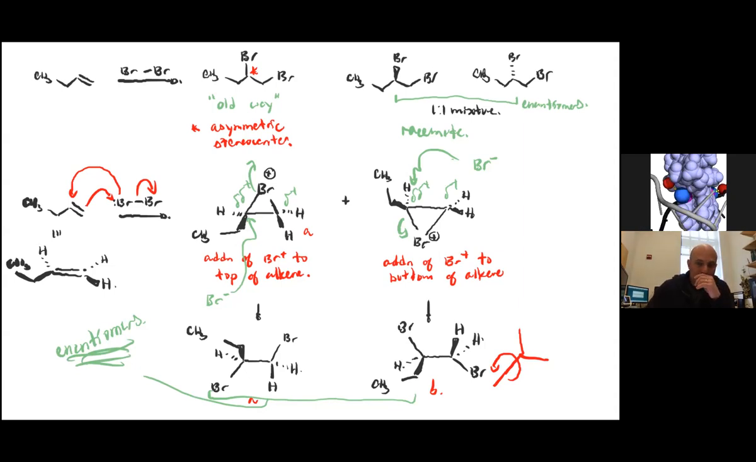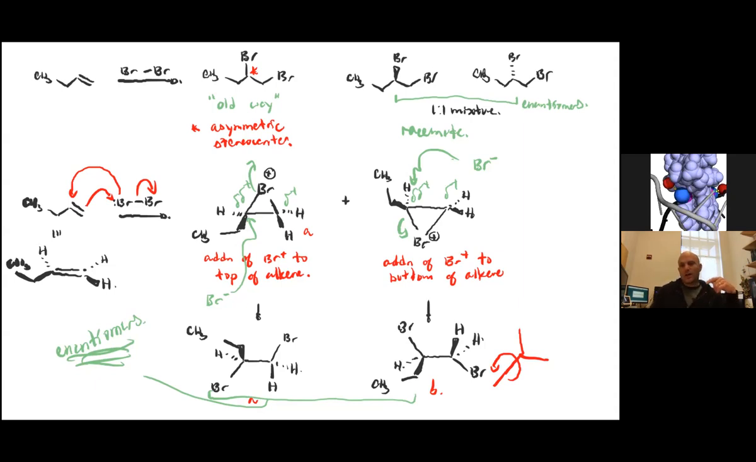The stereochemistry determining step now is not actually the bromide opening of the bromonium ion. That step is kind of locked in because of the stereochemical requirements. You have to have backside displacement. There's no opportunity to have the bromide come in and open the bromonium ion from the same side. The step that actually leads to the enantiomers is in fact the formation of the bromonium ion.